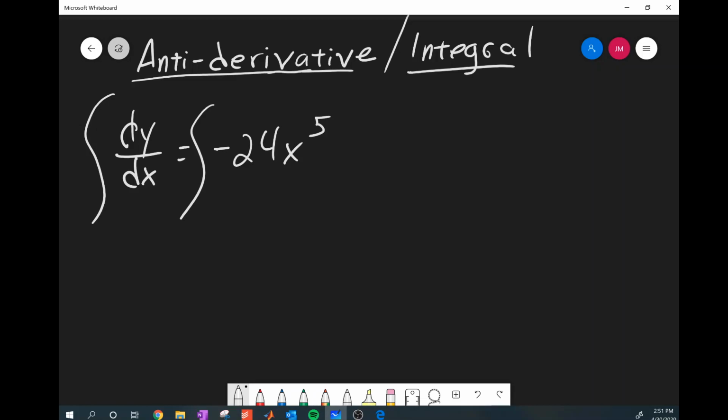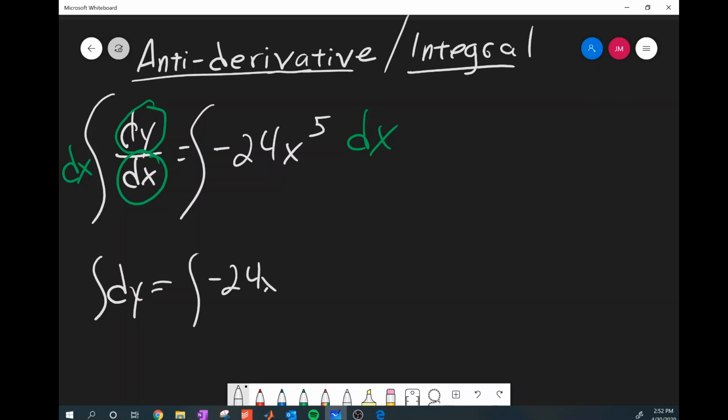Alright? Now there's a problem over here that, well, I won't get into why it's a problem, but we'll just fix it first. We can't have both dy and dx at the same time with our curly S here. So all we're going to do is multiply both sides times dx, and we're going to get that the integral of dy, remember we've seen dy before, it was a fancy way of saying y prime, is equal to the integral of negative 24x to the 5th dx. Now, don't be too nervous about this dx. In the end, it's just going to disappear when we look through the example.